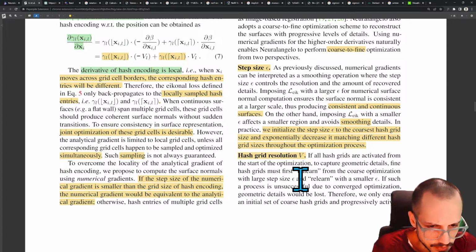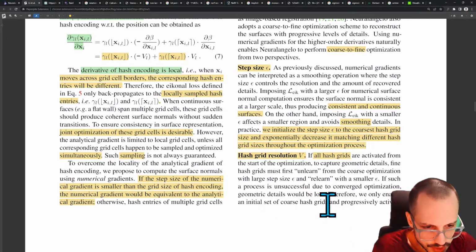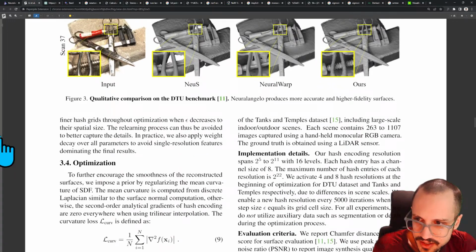Okay, so it seems like they're actually doing a multi-step process here where first all hash grids, which means all the grids, even the ones that are fine resolution, use the larger step size, but then they also use the smaller step size. We only enable an initial set of coarse hash grids and progressively activate finer hash grids throughout the optimization when epsilon decreases to the spatial size.